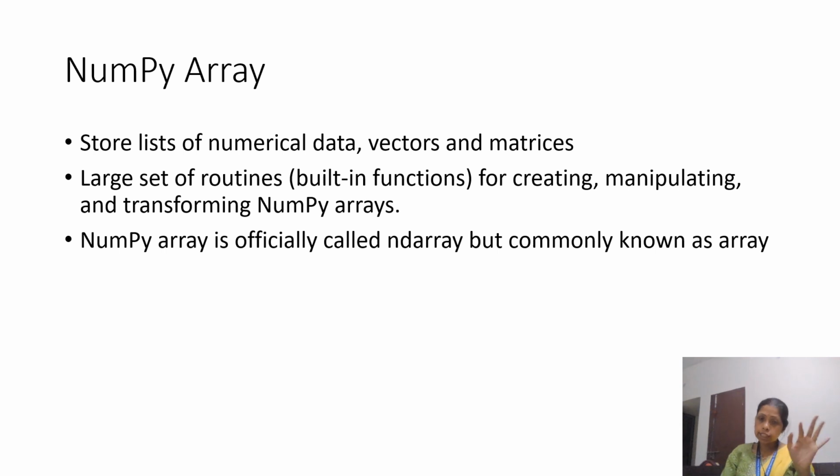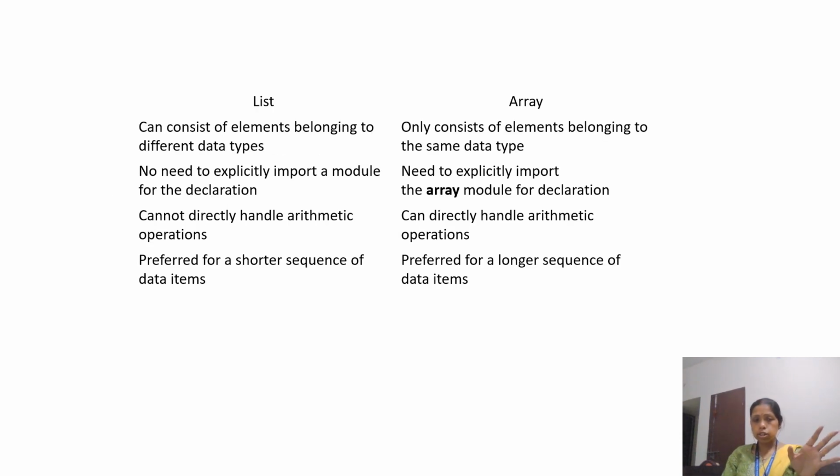So a NumPy array is like an array, where you can store multiple values in one variable. After that, you can do various kinds of manipulation on the array: creating the array, manipulating the array, transforming the array. For that, you can easily use the NumPy array. With the NumPy array, you can do various operations.